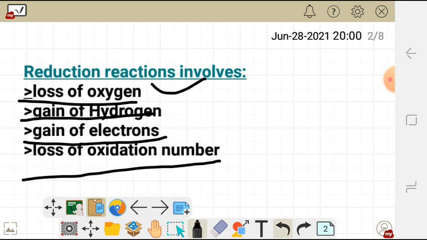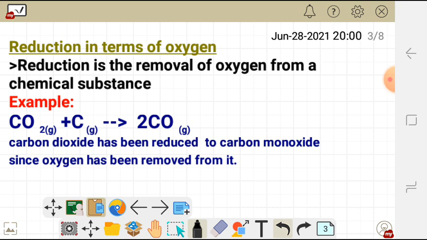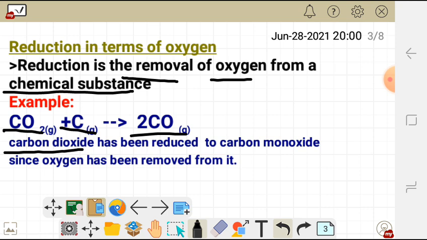Reduction in terms of oxygen is the removal of oxygen from a chemical substance. For example, we have carbon dioxide reacting with carbon to form carbon monoxide. So we can say carbon dioxide has been reduced to carbon monoxide since oxygen has been removed from it.